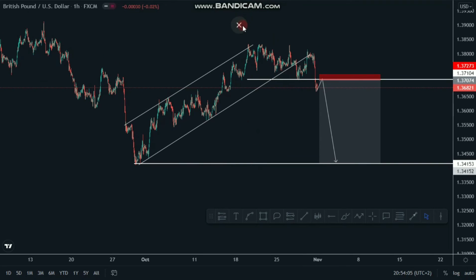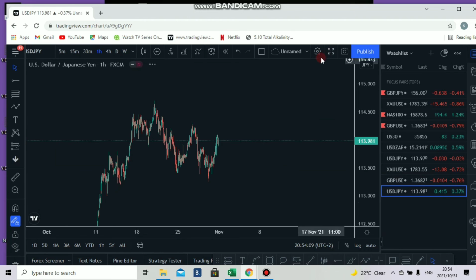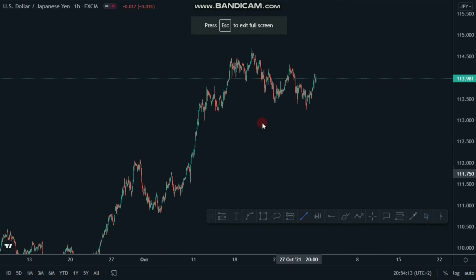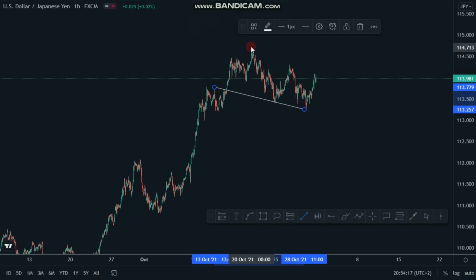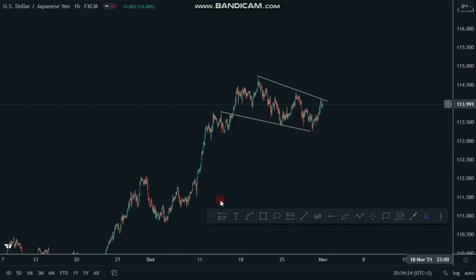And then we can move to another pair which we have on the list, which is USD/JPY. USD/JPY, overall we're expecting what? We'll be looking at this pattern here. We're expecting buying opportunities. If you check this pattern, it's a reversal pattern. So it's a reversal continuation pattern.